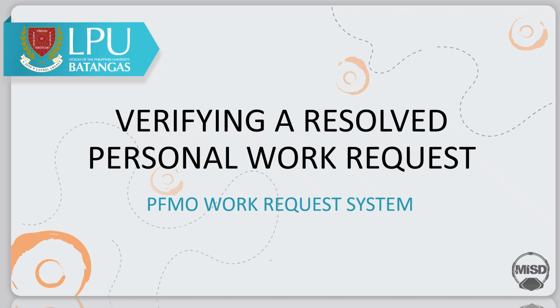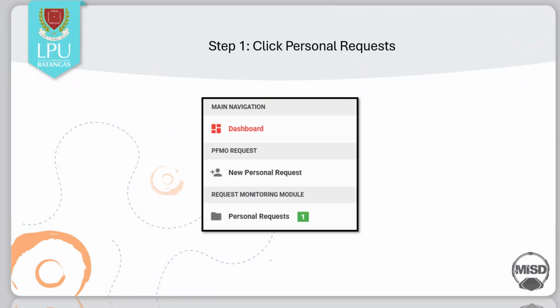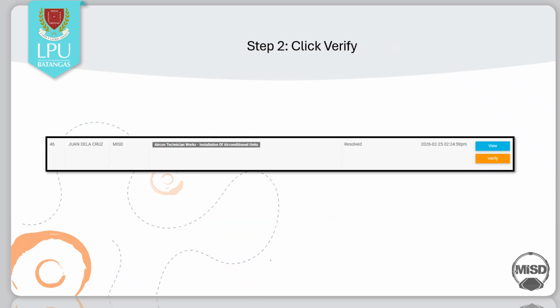Now it's time to learn how you, the user, can verify the resolved personal work request. Note that it's best that you check for yourself if the work is actually done before verifying it in the application. Find and click Personal Requests. You'll notice that if there's a resolved request, the number beside the button will be more than 0. After clicking Personal Requests, find the resolved work request.